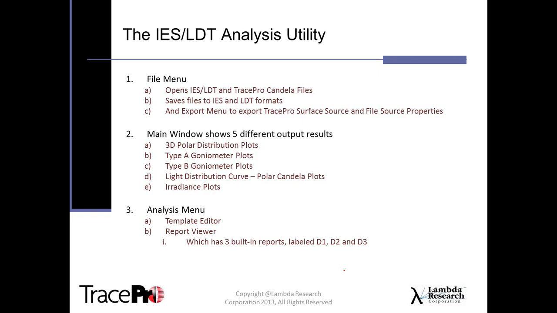The main window is going to show you 5 different output results: 3D polar distribution plots, Type A and Type B goniometer plots, light distribution curves, polar Candela plots for instance, and irradiance plots. In the analysis menu, we're going to learn how to use the template editor and the report viewer to look at different reports, and there are 3 built-in: D1, D2, and D3.